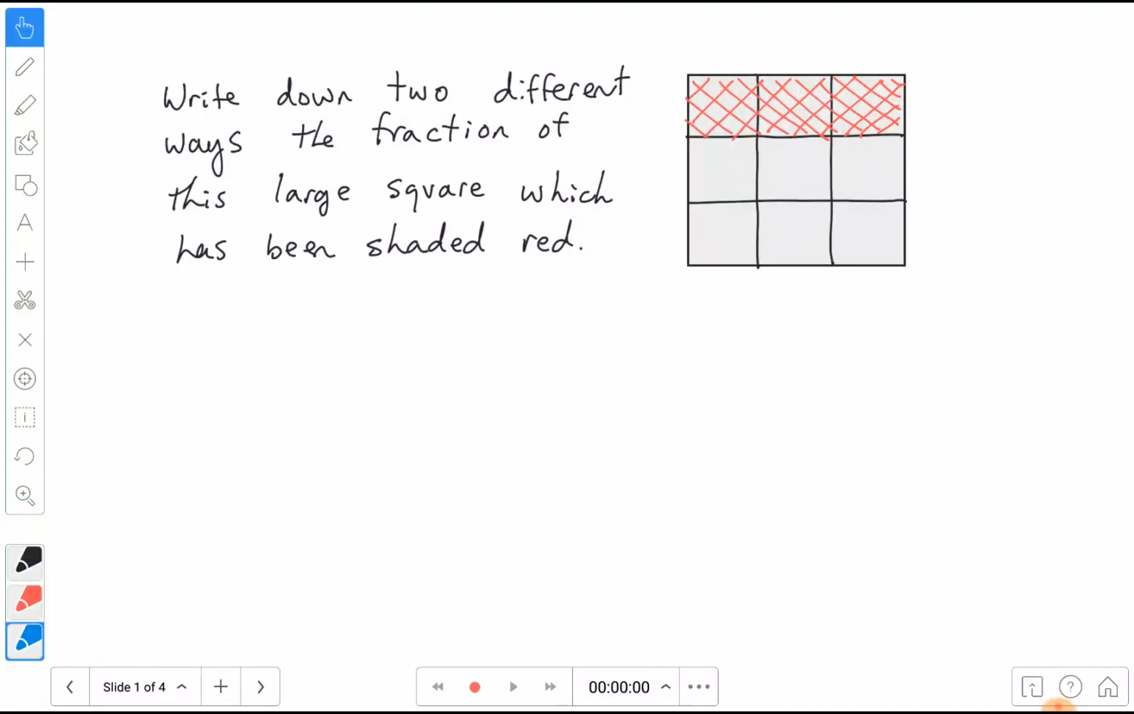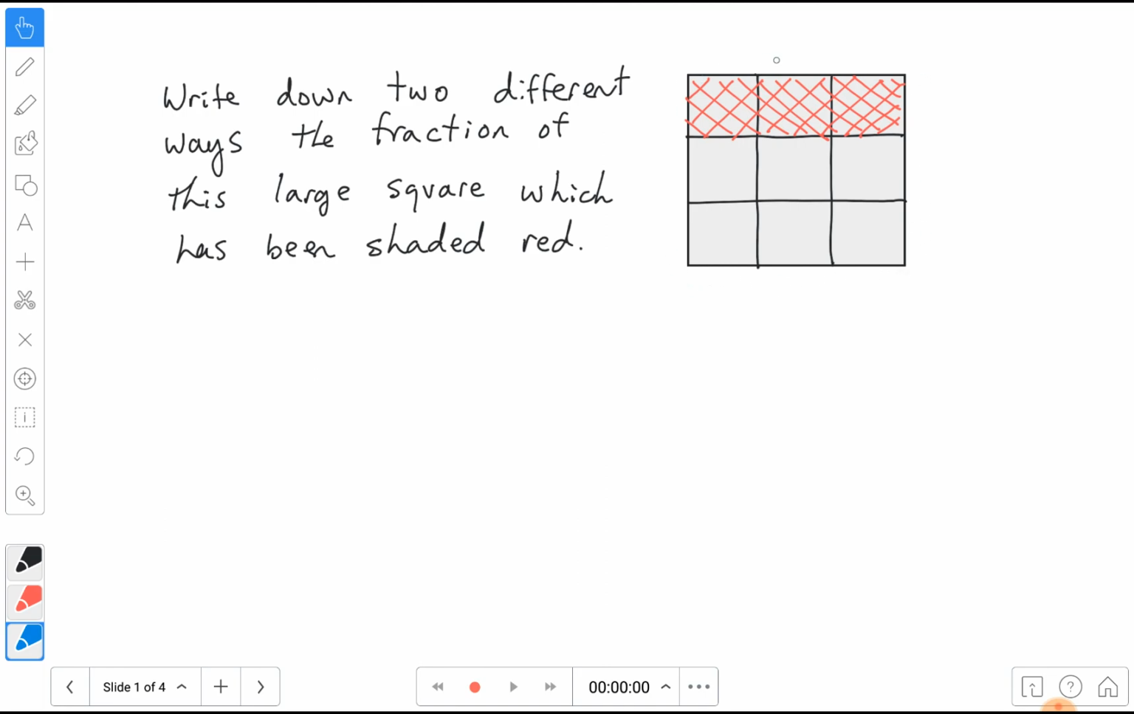Equivalent fractions. Let's write down two different ways the fraction of this large square which has been shaded red. Here we've got this square and we've chopped it up into a certain amount of smaller squares, and then part of that is colored in red. We can count the smaller squares: 1, 2, 3, 4, 5, 6, 7, 8, 9. So there are 9 squares total in this shape.